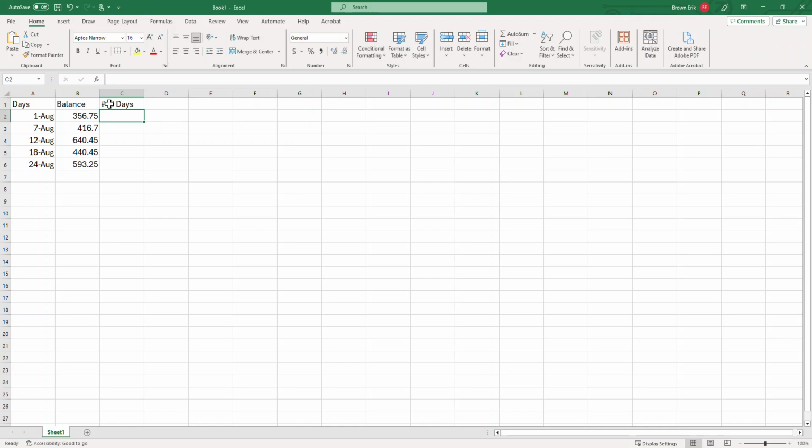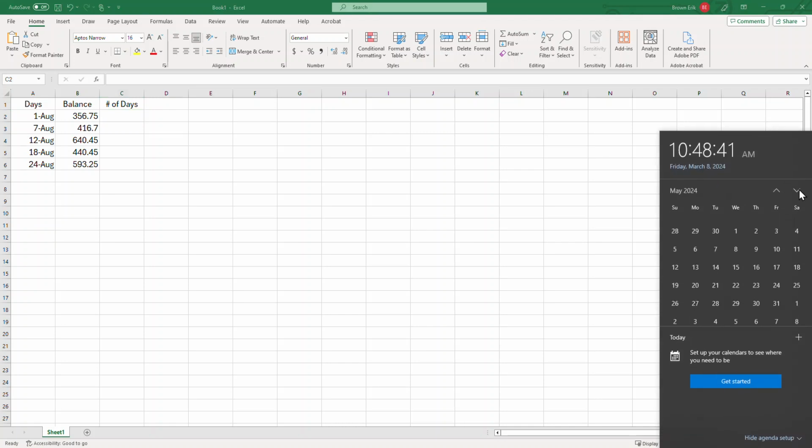So I'm going to make a new column and say number of days. Now for this one, we have to count how many days are between August 1st and August 7th. So one way to do this is I can open up this calendar. I can go to August and I can literally count. So August 1st counts as one day, and then the 2nd and the 3rd and the 4th and the 5th and the 6th. And then on the 7th it changes, so we don't get to count August 7th. That's the day it changes. So I got 1, 2, 3, 4, 5, 6 days.